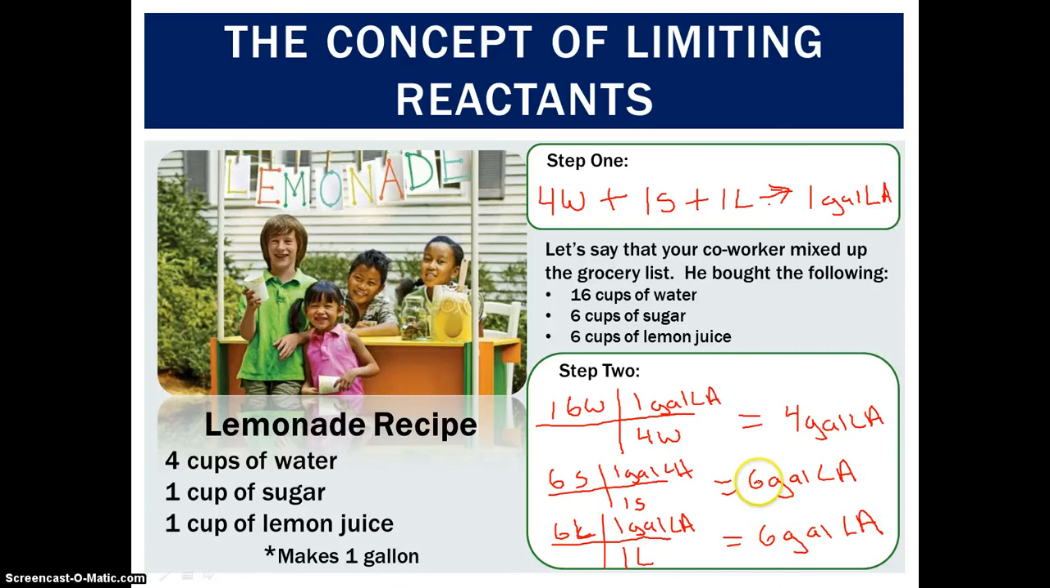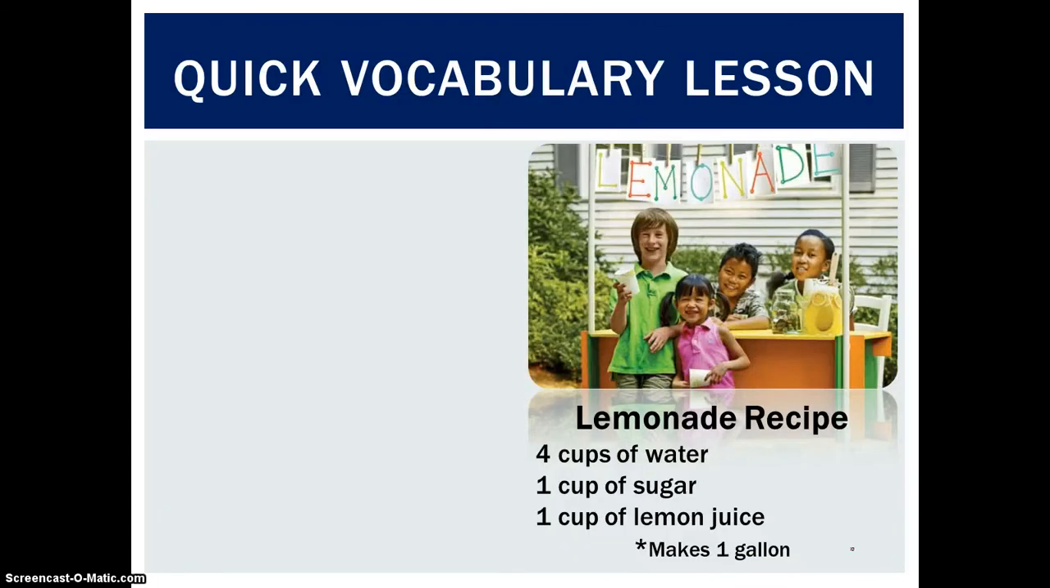If we compare all of these numbers, we notice that the number for water is smaller. Intuitively, this makes total sense when you're working in the kitchen: you can't make 6 gallons of lemonade because you only have enough water to make 4. So you would be able to make 4 total gallons of lemonade, and you would have some sugar and lemon juice left over. So let's put some chemistry-based definitions to this.